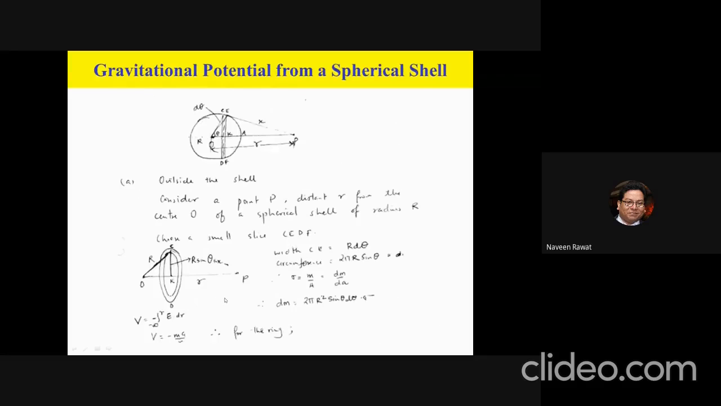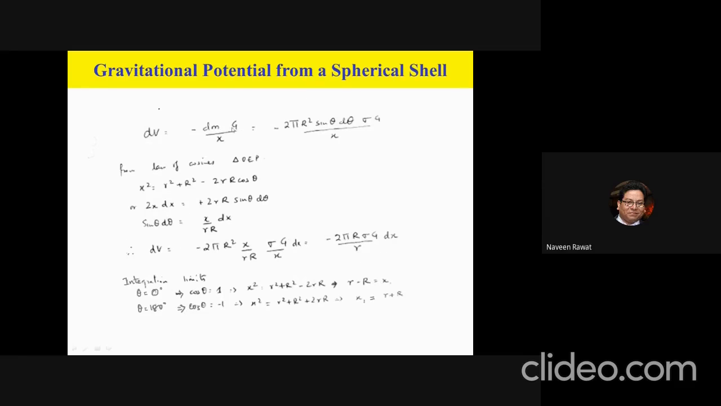Again the idea is very similar. You will take the shell, you will take a slice, you will get all your trigonometry right, and the only difference is that your expression will be minus G dm divided by r. So minus G dm by r, and when you integrate this you will get the entire volume. Again the strategy is the same. Use the law of cosines, get an expression. This is the expression that you get, and then you try to integrate it.